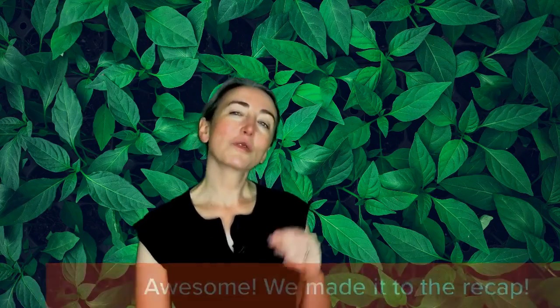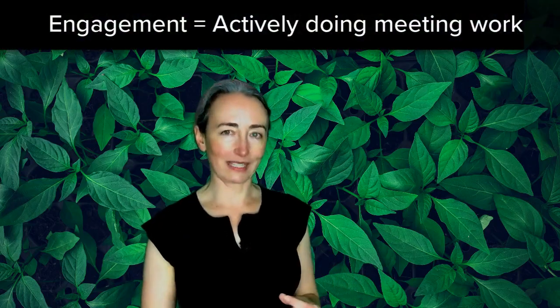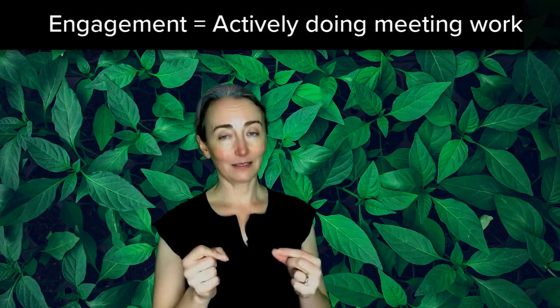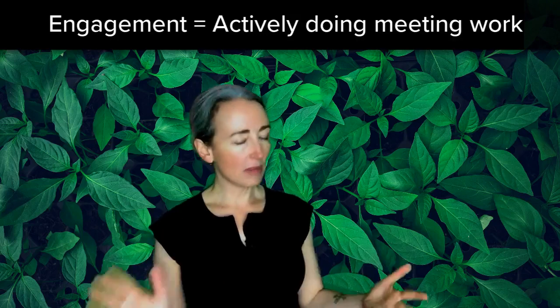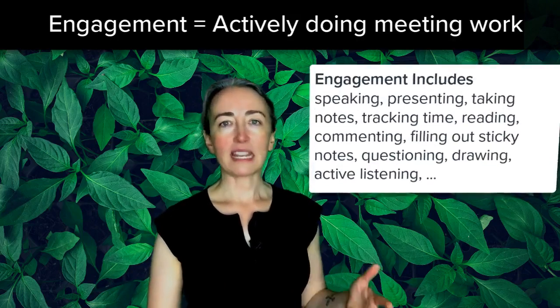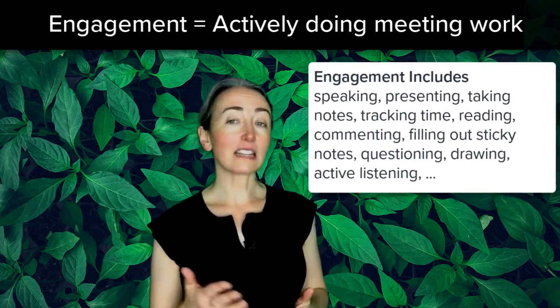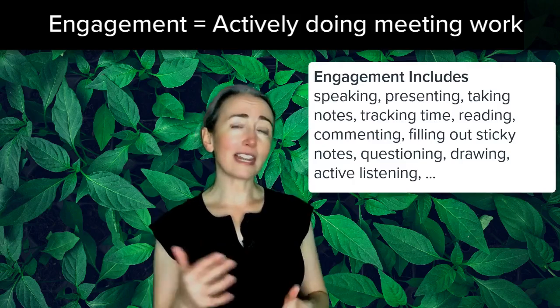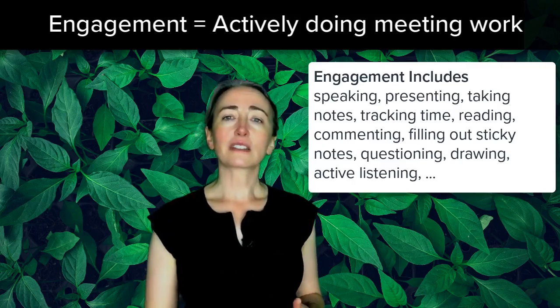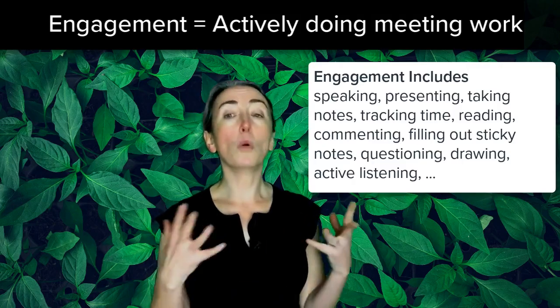Okay, quick recap. You can tell that someone is engaged in your meeting when they are actively doing something in service of that meeting. Now, active engagement can come in many forms, including speaking and presenting and talking and taking notes and tracking time and reading and writing and commenting and filling out sticky notes and active listening and more. So leaders can build that engagement into the meeting by following these 5 steps.